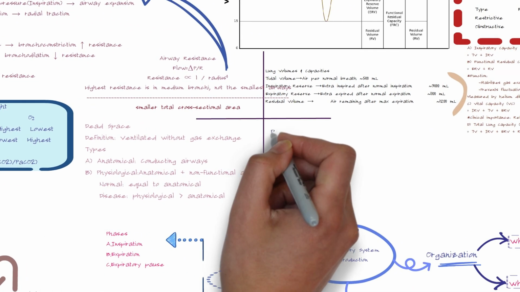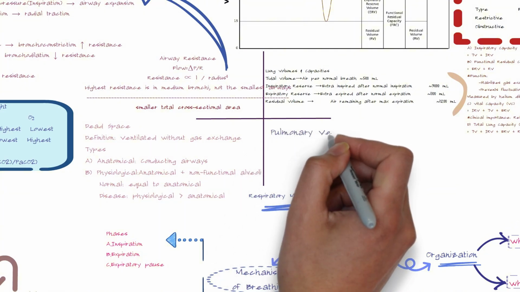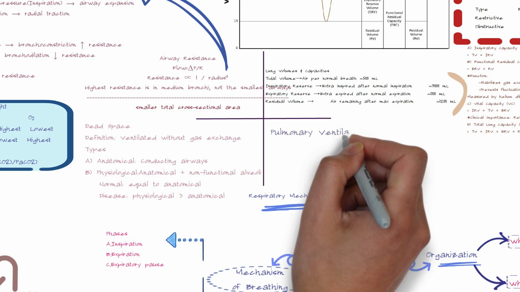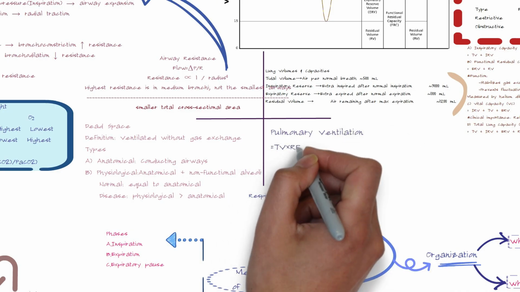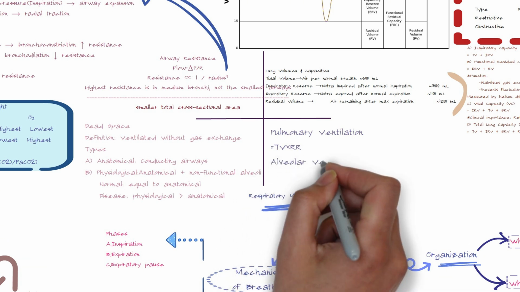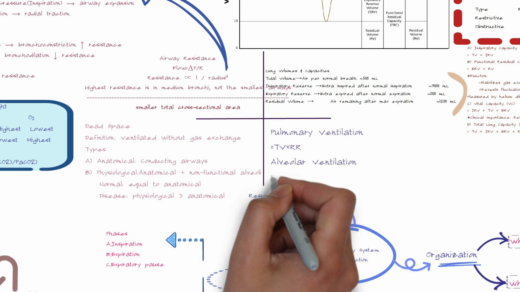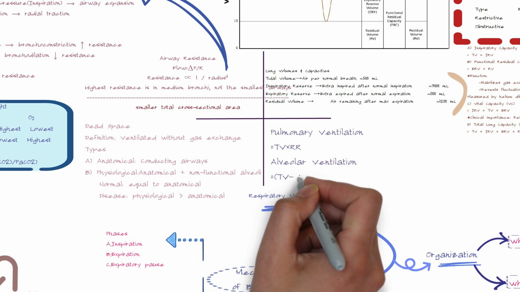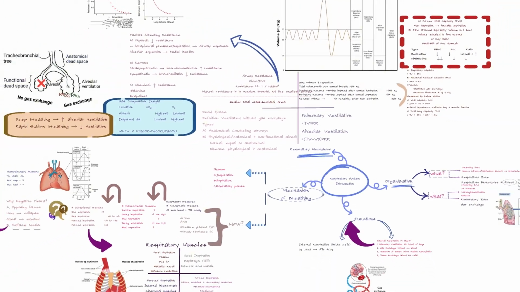Now let's move to the last point, which is the pulmonary ventilation and alveolar ventilation. To estimate the pulmonary ventilation, it equals tidal volume times the respiratory rate, and to estimate the alveolar ventilation, it equals tidal volume minus dead space, multiplied by the respiratory rate. And remember that the alveolar ventilation is less than the pulmonary ventilation.